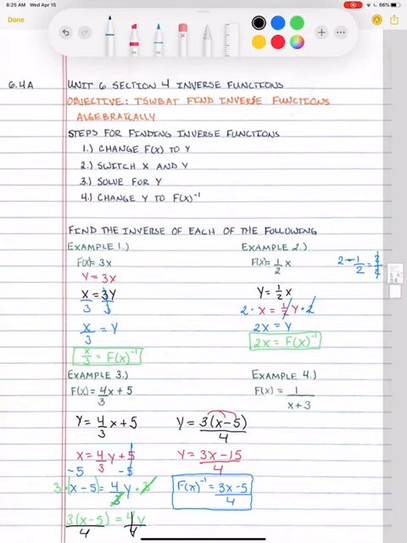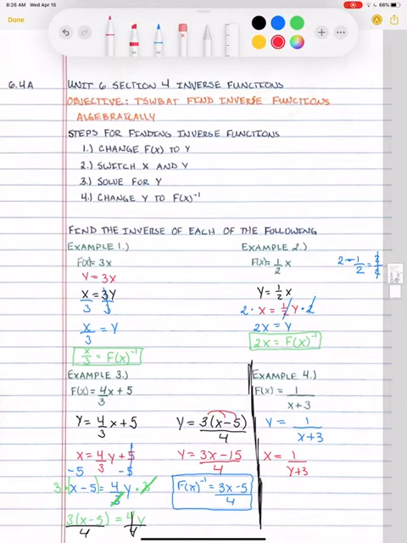Just going to draw a line so we know that's part of that example. Okay, example 4. f of x equals 1 divided by x plus 3. So I have y equals 1 over x plus 3. I'm going to change my x and my y. x equals 1 over y plus 3.